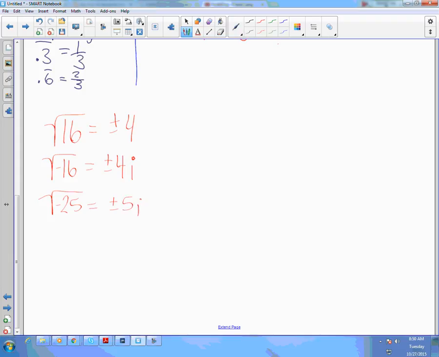Plus or minus 5i. Because if we're taking a negative square root, this is really like a negative 1 times the square root of 25.